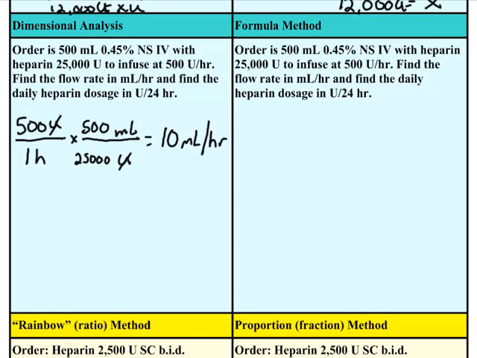The second part of the question wants us to find the units in 24 hours. Well, they tell us we're administering 500 units in 1 hour. So to convert this into 24 hours, we're just going to have to multiply by 24 hours. And doing so, we discover that we're giving 12,000 units in a day or in a 24-hour period.